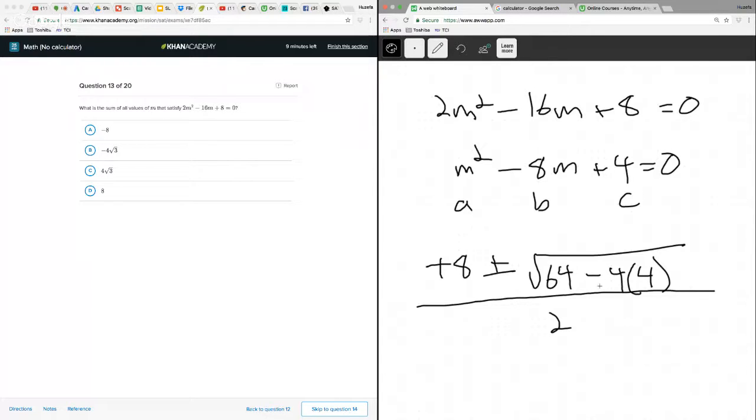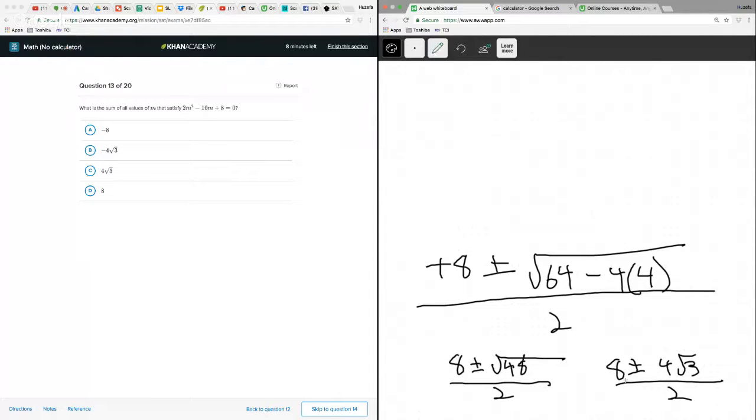Okay, so then we got 64 minus 4 times 4, which is 16. So 8 plus or minus the square root of 64 minus 16 is 48, okay, over 2. And then let's simplify this. This becomes, let's see, 16 times 3. So it becomes 8 plus or minus 4 square root 3 over 2. Okay, I'm going to make some room up top now.